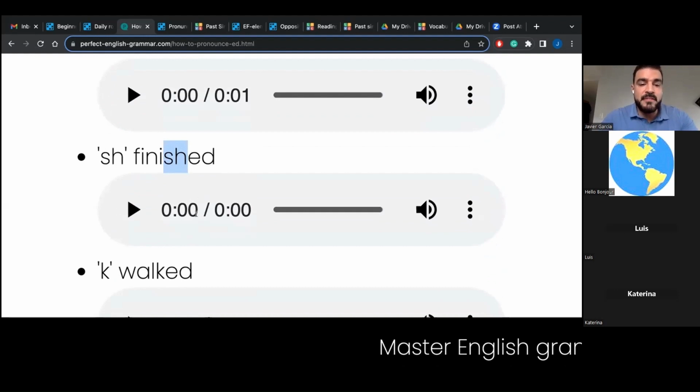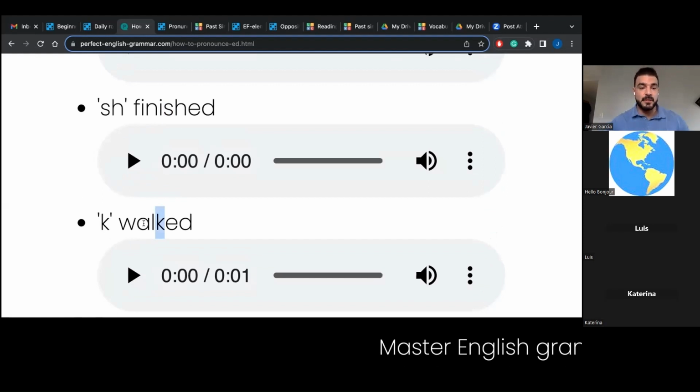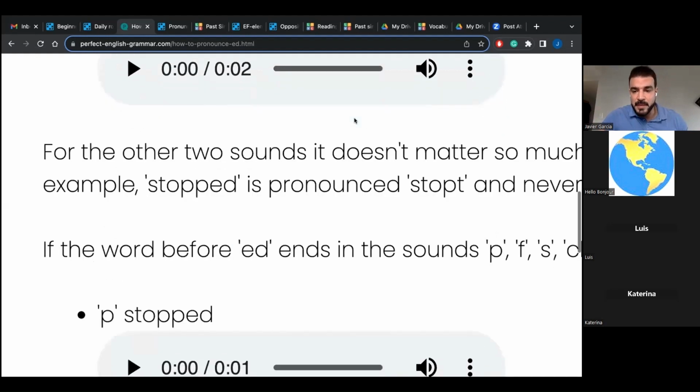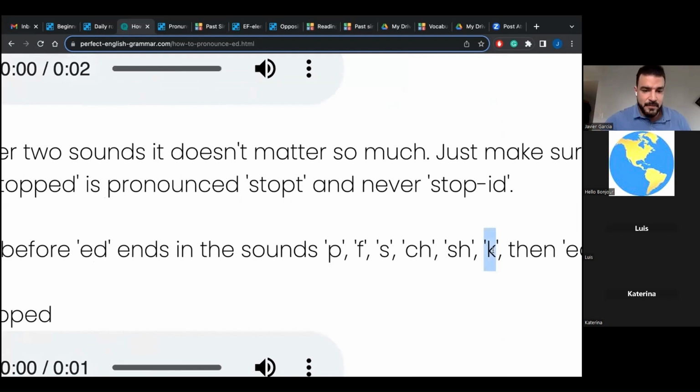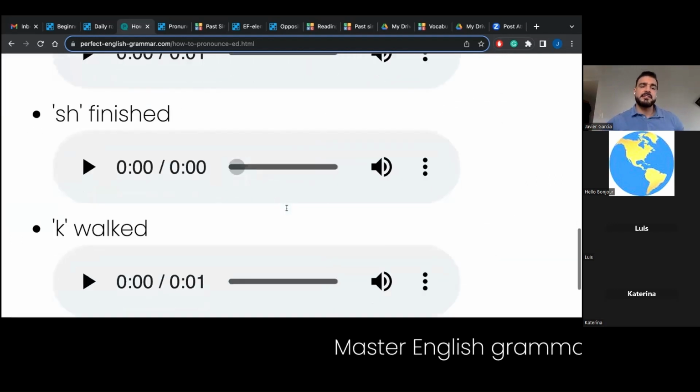Now we have the K. The K is also the sound that's going to be at the end with the T. Remember, because we have a K here. Let's go back to the beginning. And this is our last letter for the rules of the T sound. And there's a lot of words in the past simple regular verbs that end with a K. So every time that you see a K, most of the time, almost always, the K is going to sound like a T.